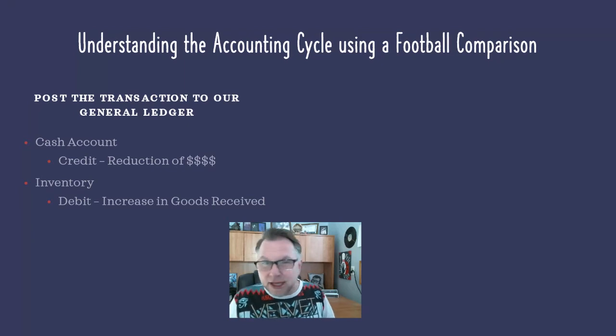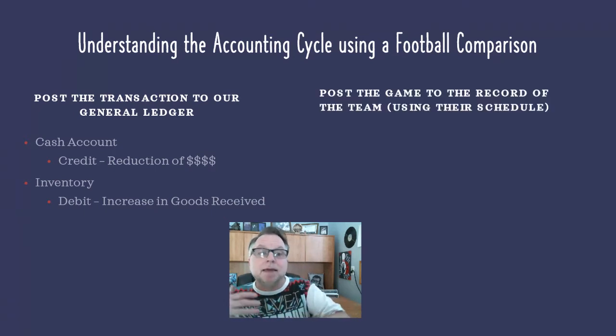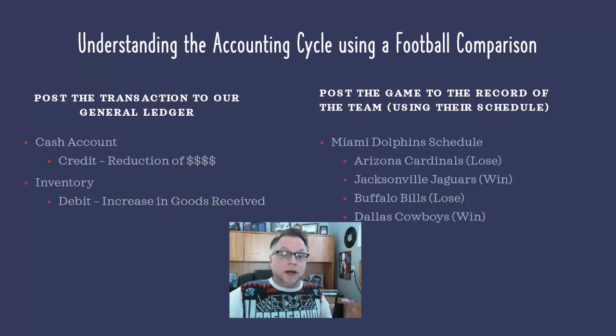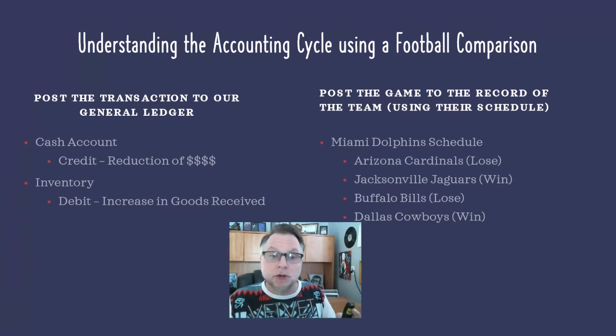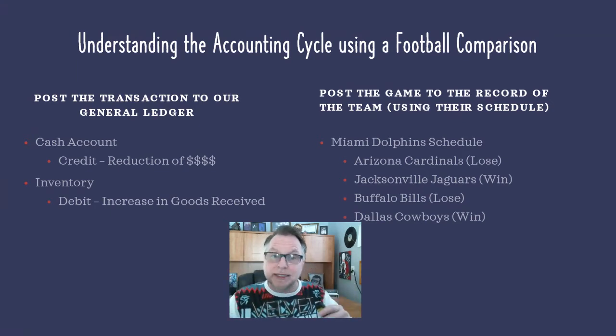Well, how does that relate to football? Well, if you think of the cash account and all the transactions that happen to it, that's like posting a game to the record of the team. So we're going to use the schedule of the Miami Dolphins and show that, well, a few weeks ago they lost to Arizona, then they beat Jacksonville, then they lost to Buffalo, but they beat Dallas this week. So their general ledger, so to speak, would show them 2 wins, 2 losses. But it's the accumulation of activity that's happened this season.